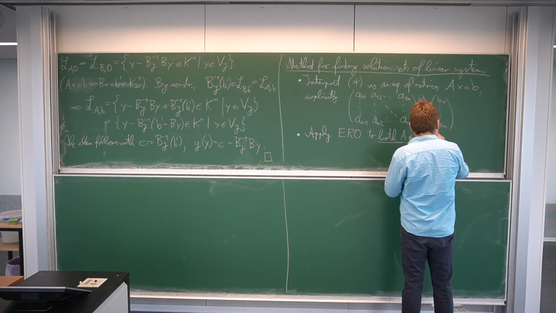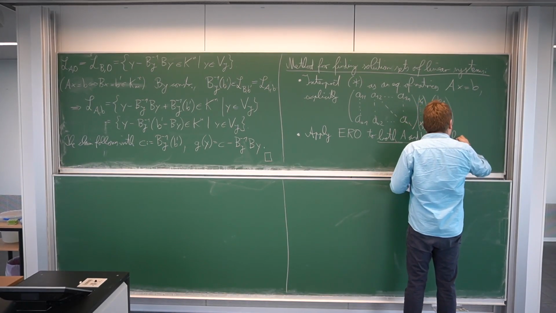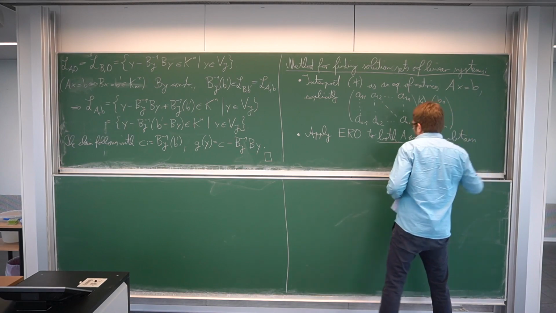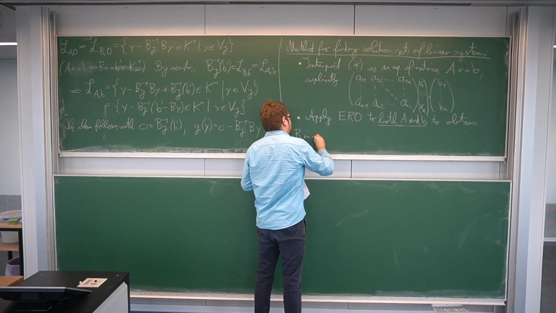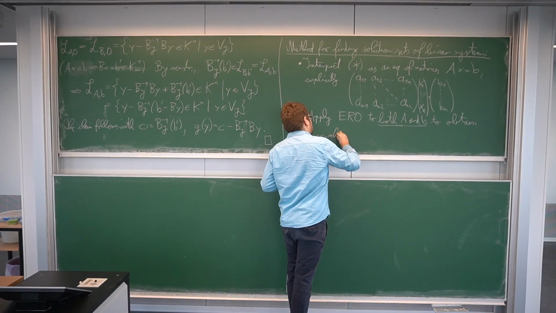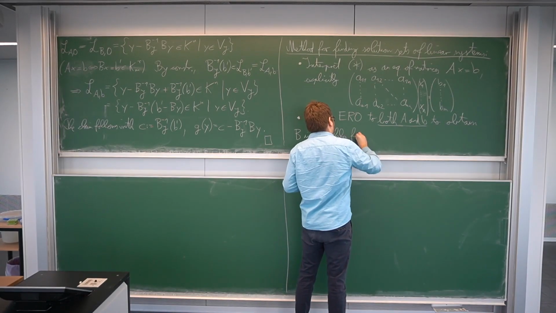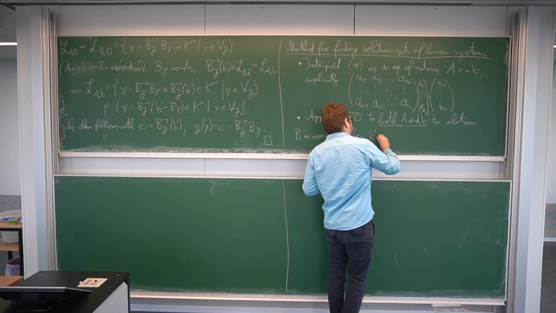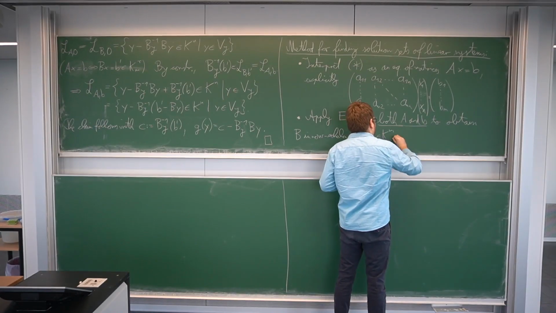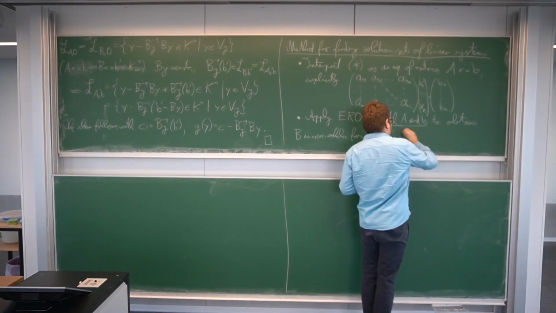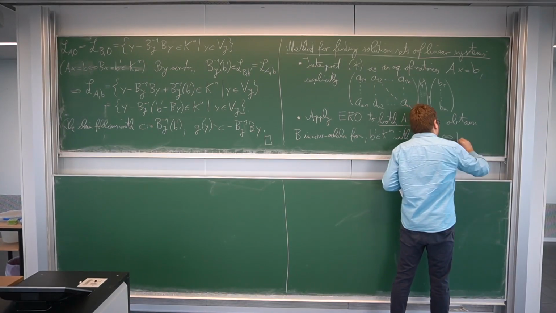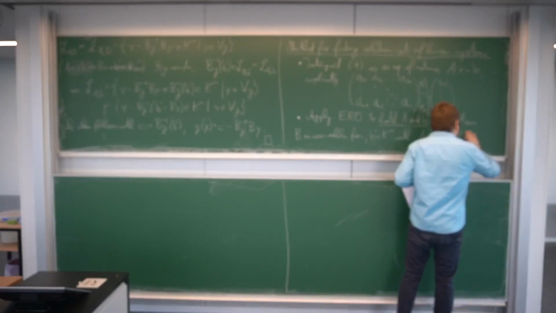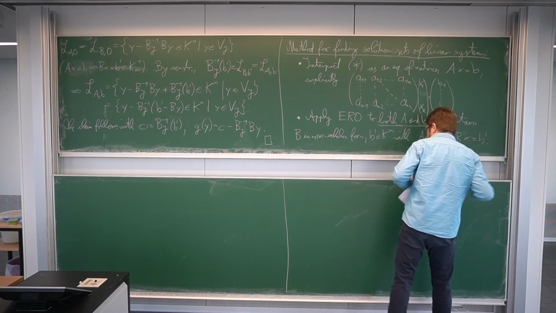To obtain B in row echelon form and some B prime in K^m, such that Ax equal to b is equivalent to Bx equal to B prime.